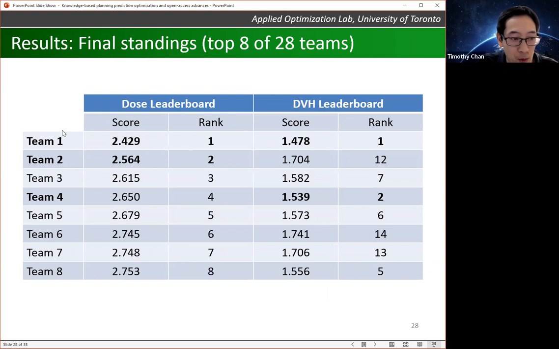The team that won first place actually won first place in both scores, which was quite impressive. The team that was second in the dose leaderboard turned out to be not so good at the DVH one, and the fourth place team in the dose leaderboard was actually second best in the DVH score. So we awarded three winners of the competition, which happened to be Team 1, Team 2, and Team 4: the first, and then the two other teams that finished second in each category.